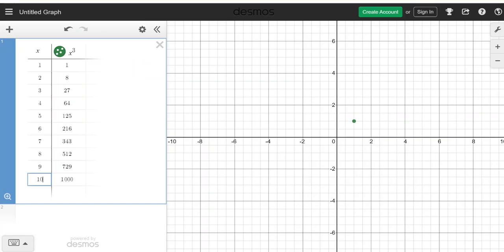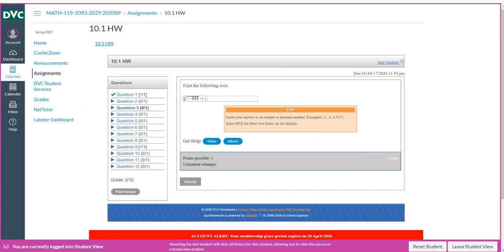Okay. So we're not going to put in the answer here for question 3, but we're going to make sure that we can read it. This is what number times itself 3 times is negative 343.